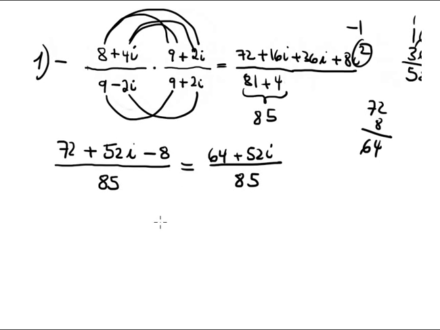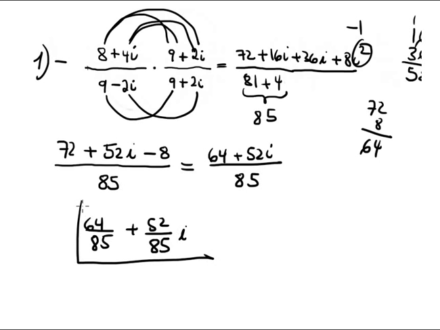Now separate real part and imaginary part, and reduce in lowest terms when it's possible, but in this case it's impossible. Leave it like that.